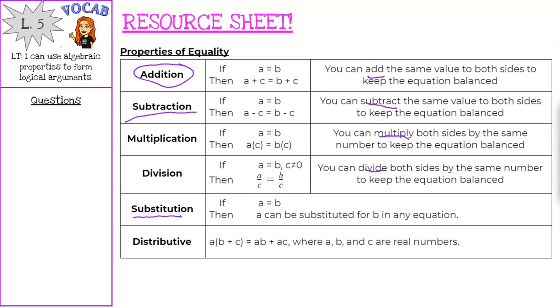We also have the substitution property of equality, which means if A equals B, then A can be substituted for B in any equation. Or if x equals 7, I can substitute the number 7 in for x in any expression or equation. The distributive property we've also worked with. 2 times the quantity x plus 7, you can distribute the 2. And that is also one of our algebraic properties.